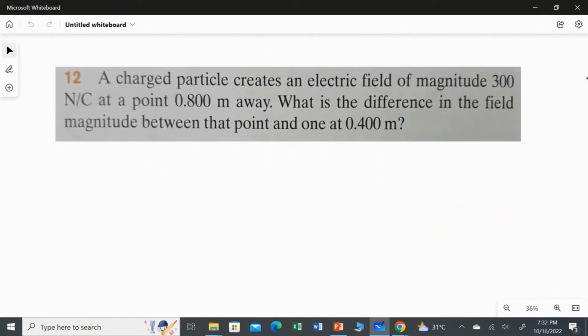A charged particle creates an electric field of magnitude 3 Newton per Coulomb at a point 0.8 meter away. What is the difference in the field magnitude between that point and one at 0.4 meter? So you have a charged particle. So better I will draw the diagram for this question. Let's take the charged particle as this one.